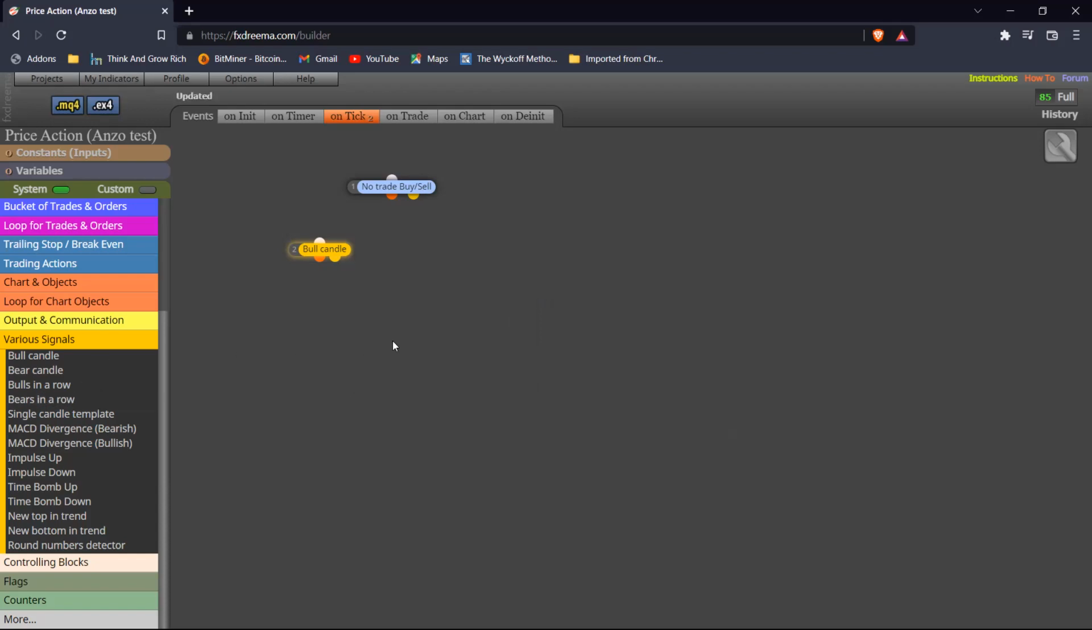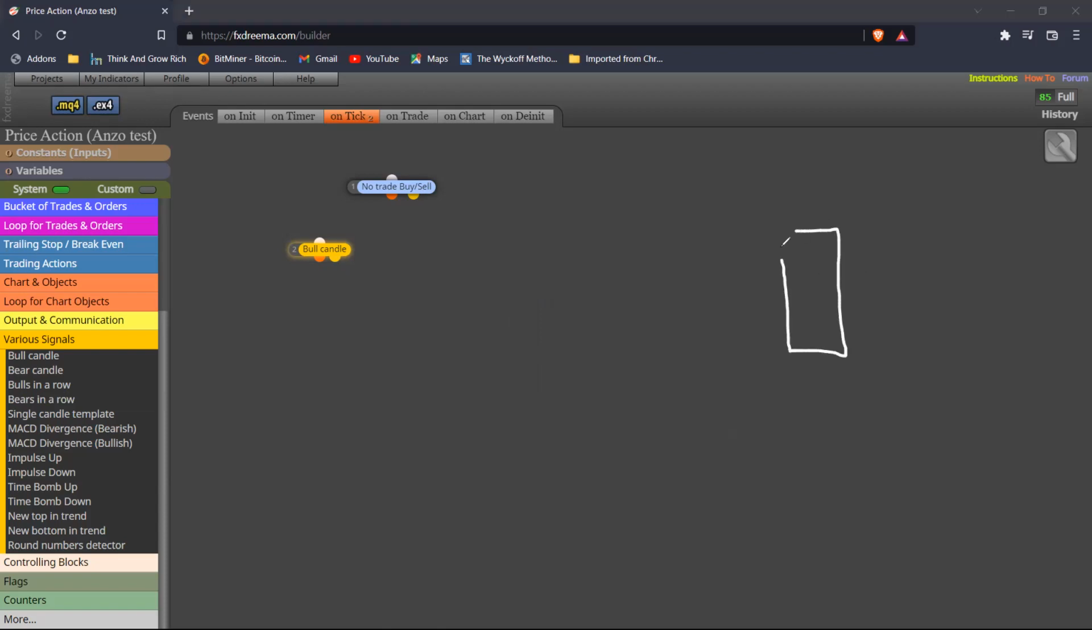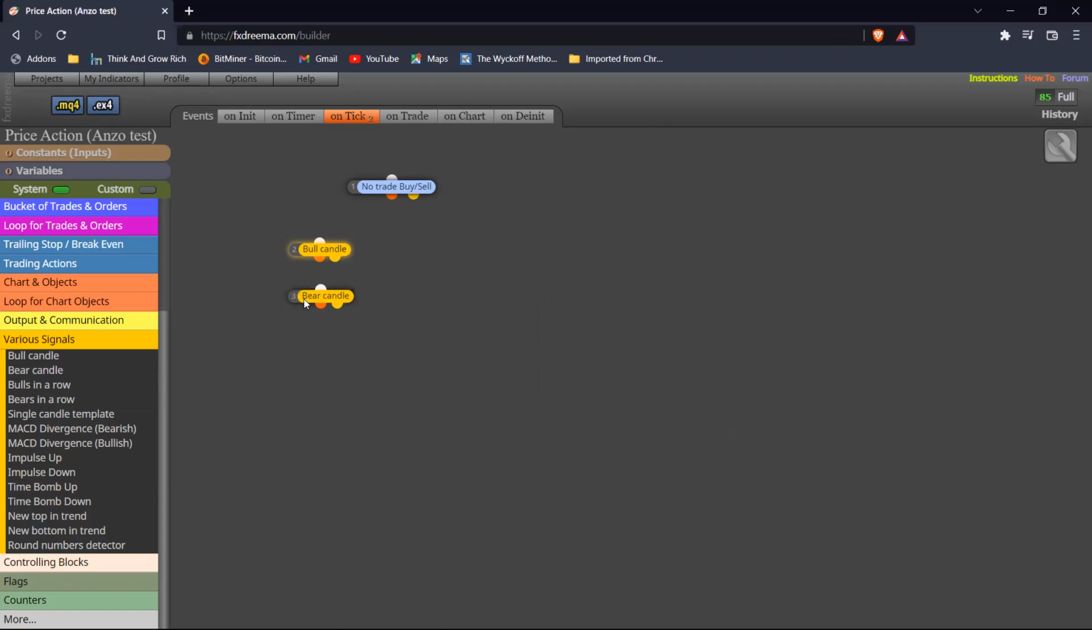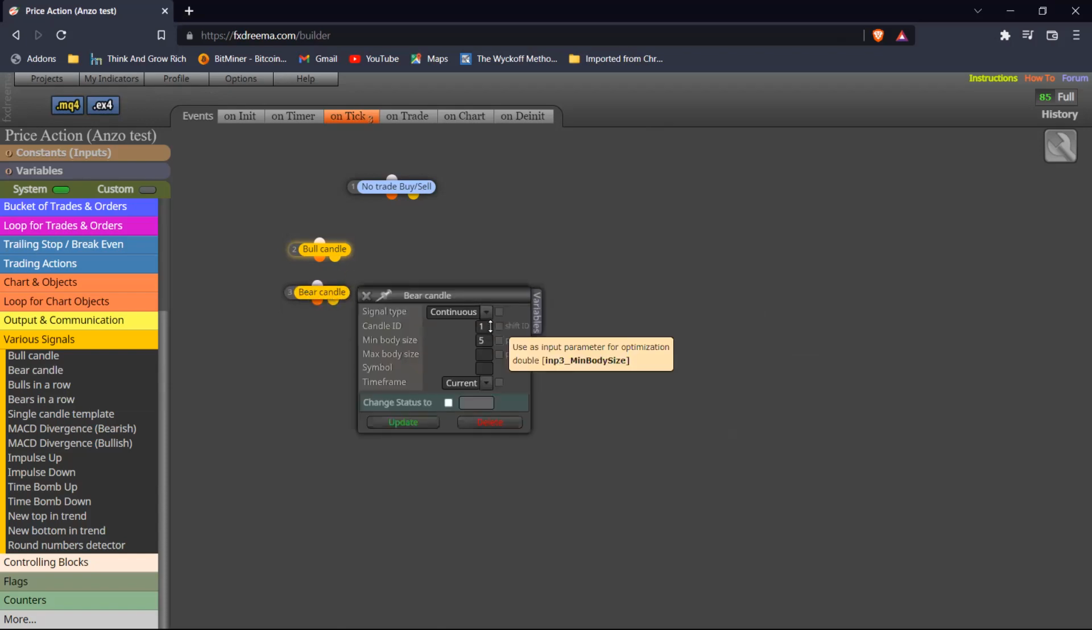Now, remember what we mentioned: a bullish engulfing is a bullish candle that is preceded by a bearish candle that is smaller than it. So the previous candle, the candle with candle ID 2, needs to be a bearish candle. Hence, we're looking at the bear candle here. Now, double click on this. Make sure that we're looking at candle ID 2. We can also check this. And the minimum size of candle ID 2, obviously, has to be lower. Let's make it 3, for example. This is in pips, by the way.